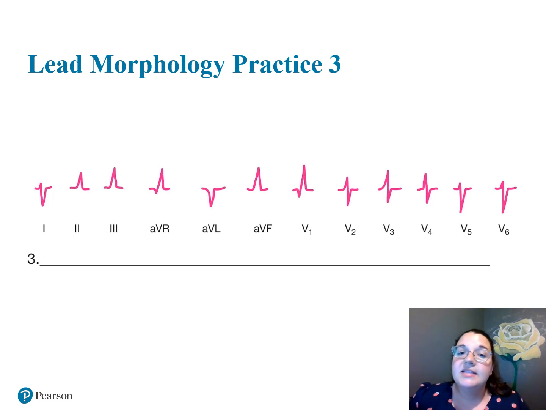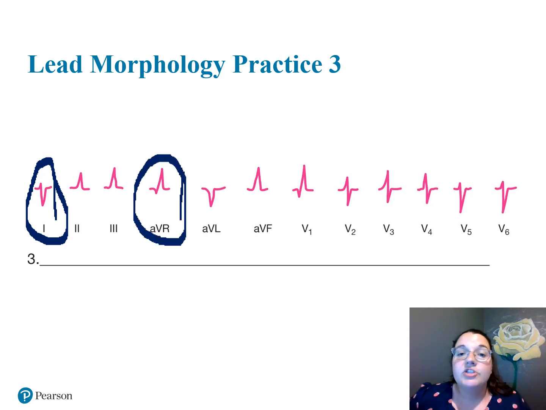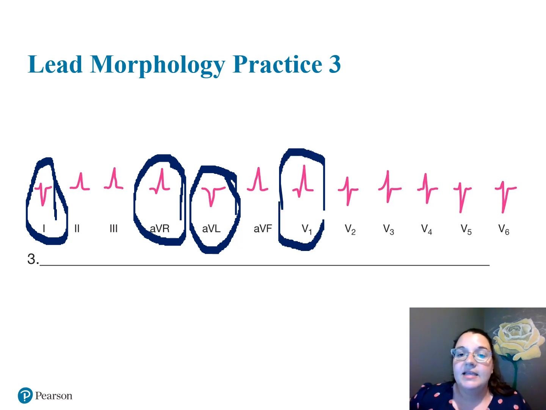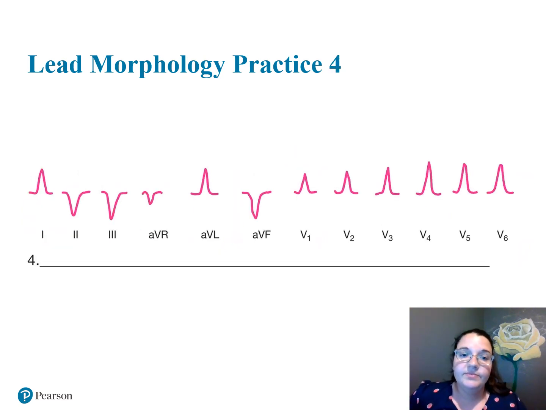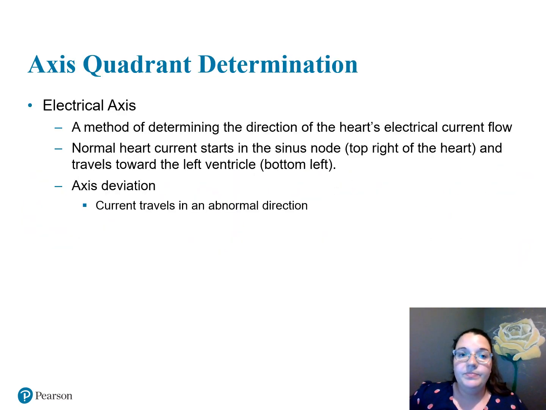Again, we need to be positive everywhere except for AVR and V1. So here, we're negative there, we shouldn't be. We're positive here, we should be negative. We're negative here, we should be positive. And we are positive here where we should be negative. And then look over here, we should be positive here. So we are abnormal. I'll let you do that one on your own.